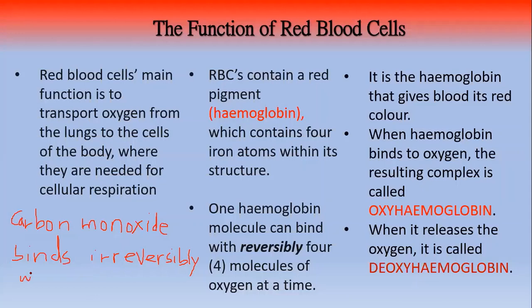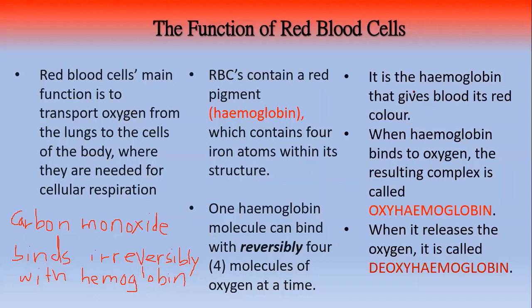Okay, with hemoglobin. So it binds irreversibly with hemoglobin, and in doing that, it prevents oxygen from binding. So the result is that eventually the cells of the body and the tissues and so forth would not get enough oxygen that they need, and then the person would suffocate. And if they suffocate for long enough, they would die.